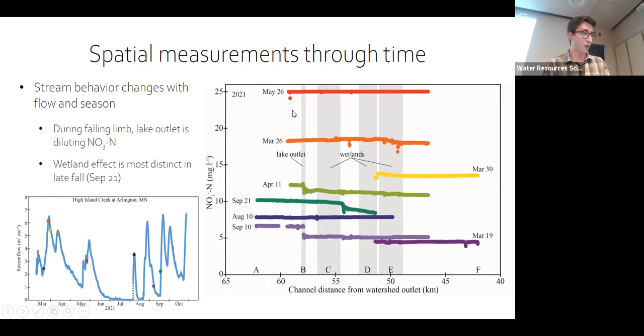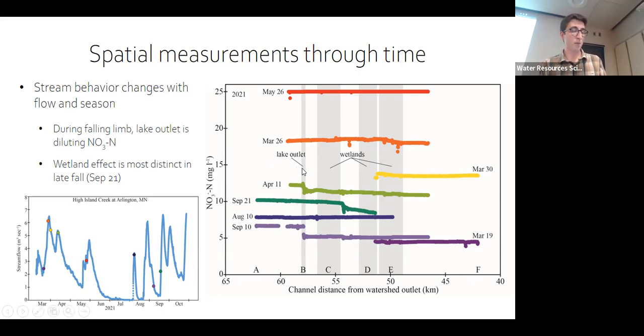The colors on this figure correspond to the colors in this hydrograph. So we see that we've captured, through this sampling, a variety of different flow conditions at a variety of different times of the year. And you can see that the stream behavior changes with flow and season.